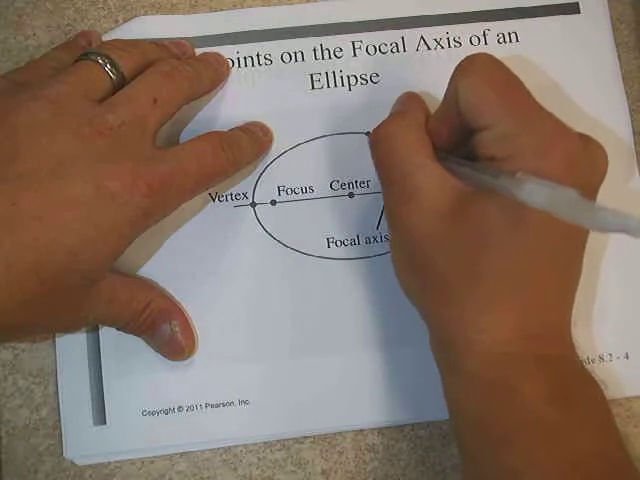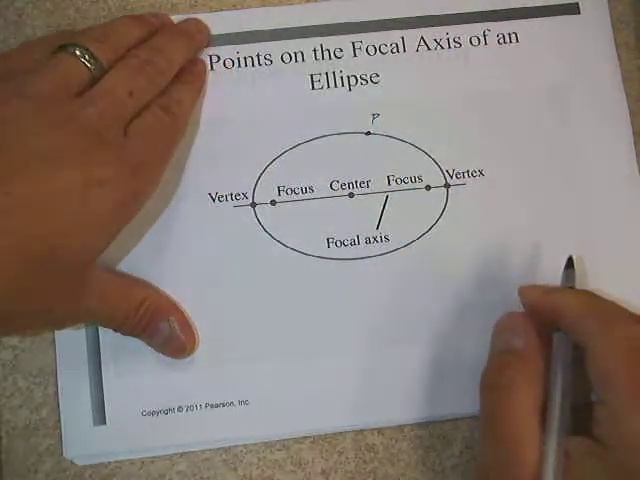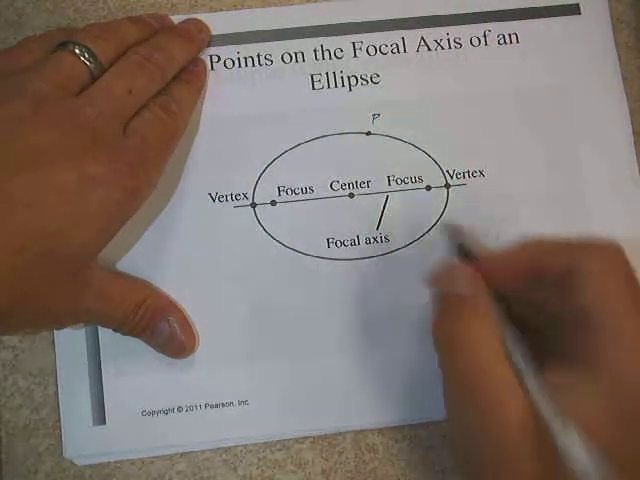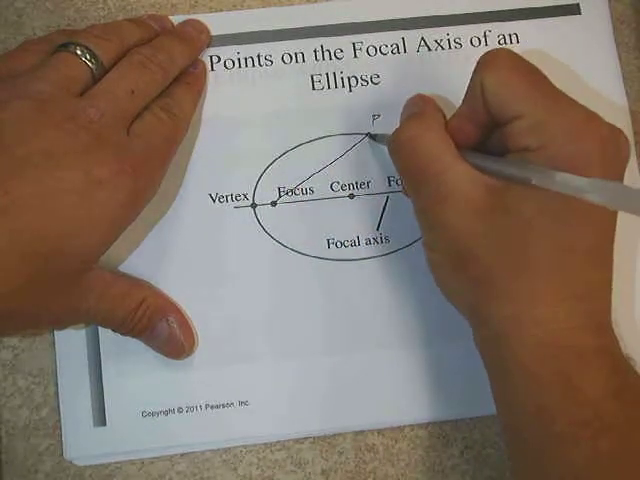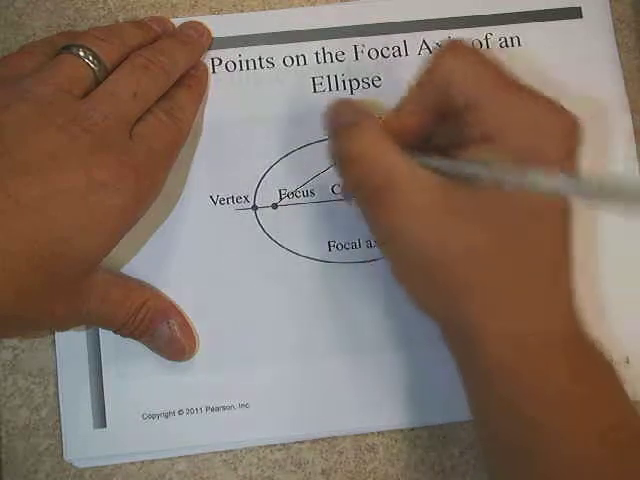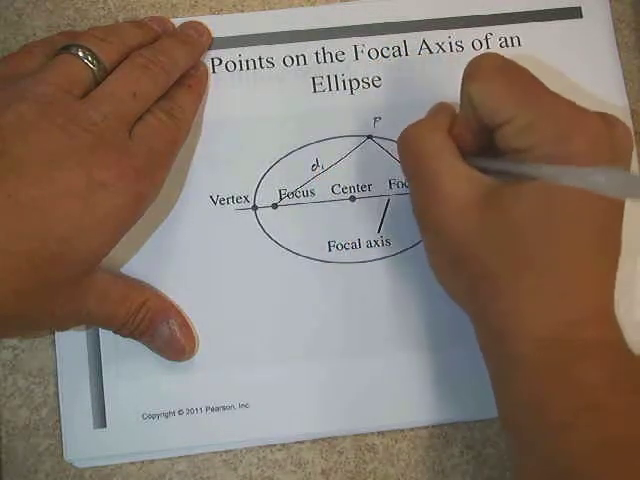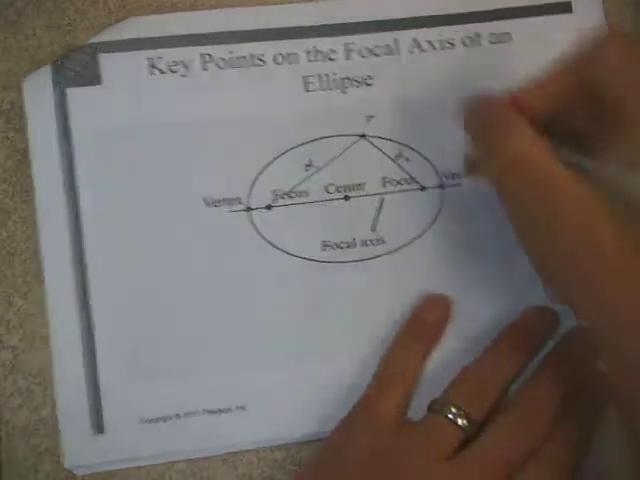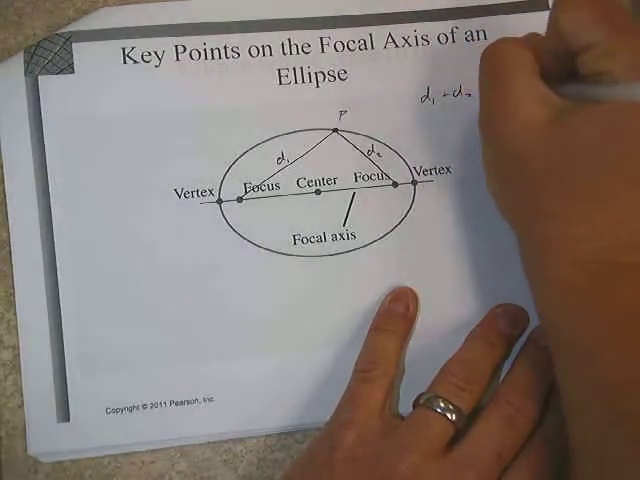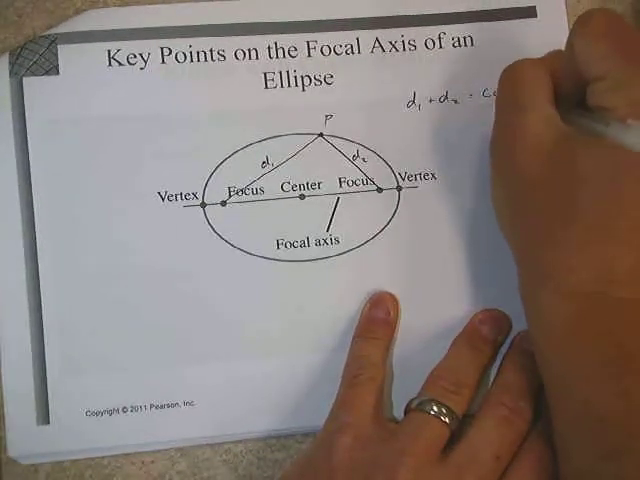Think about that definition that we just read. What it means is this: if I pick any point on the ellipse, let's just say that's the point I choose, and I draw a line from one focus to that point, and then from that point to the other focus, call those distances D1 and D2. That total distance, D1 plus D2, does not change. It is constant.